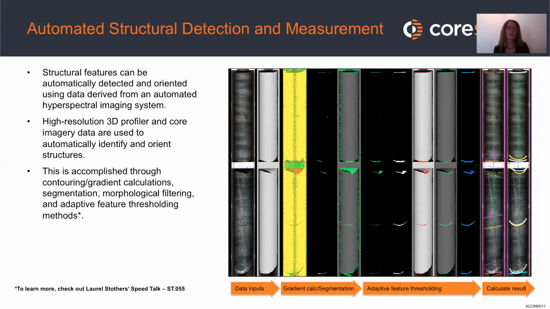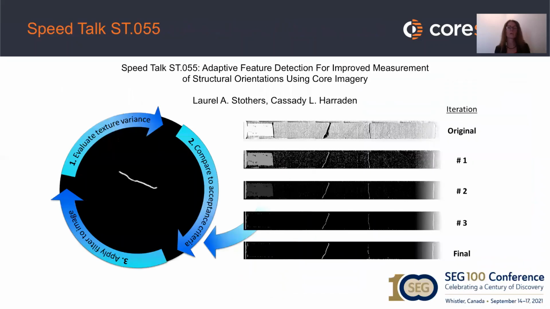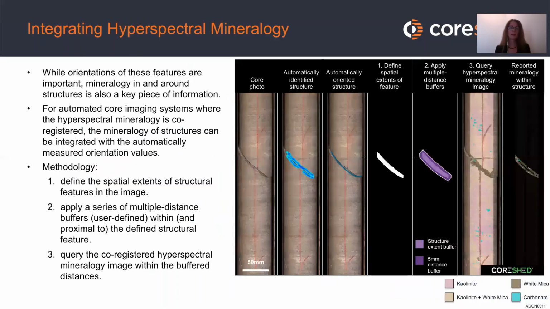And if you want to learn more about that adaptive feature thresholding method, please check out Laurel Stother's Speed Talk ST055 in the Beyond 2020 session, where she actually looks at the details of improving our measurement of structural orientations using these adaptive feature methods. But what I want to talk about today is how we can integrate the hyperspectral mineralogy once we know where those structures are in the image and what their orientations are.